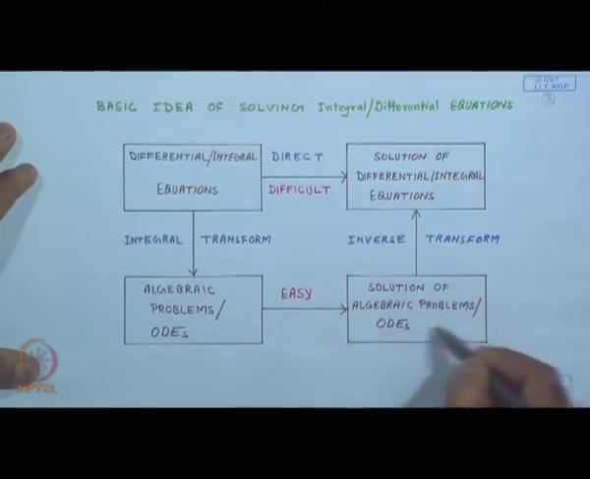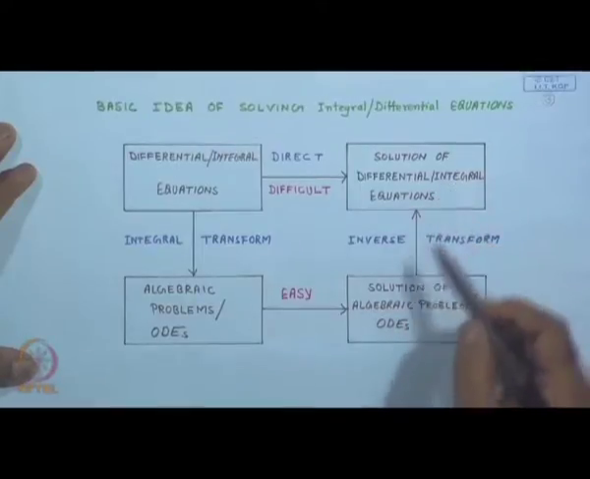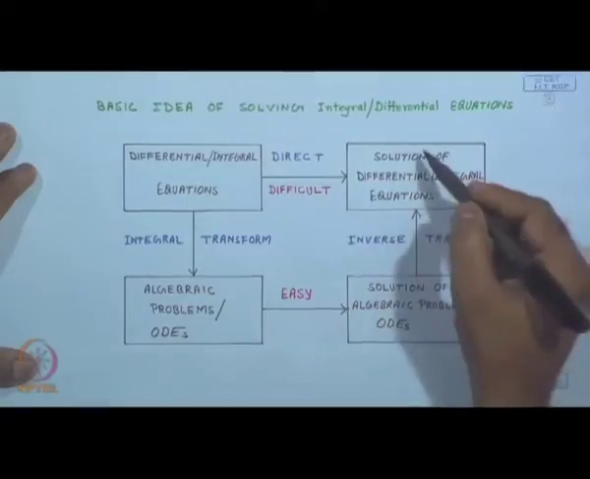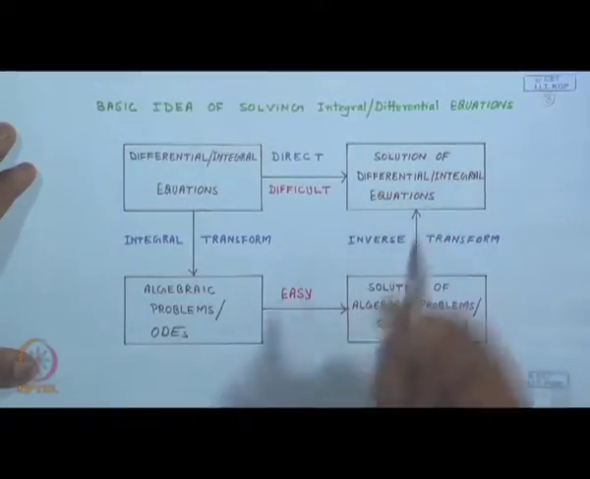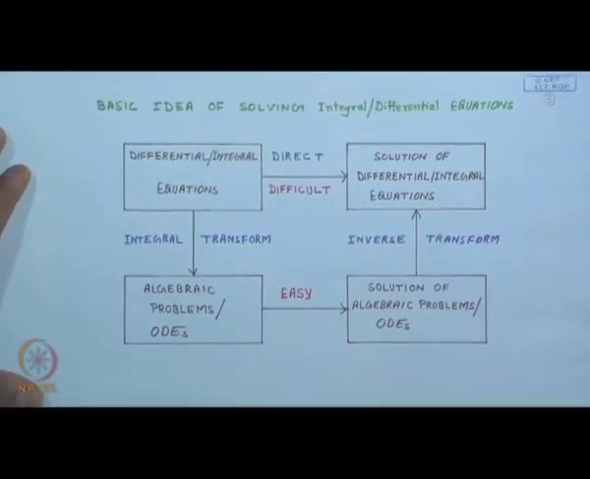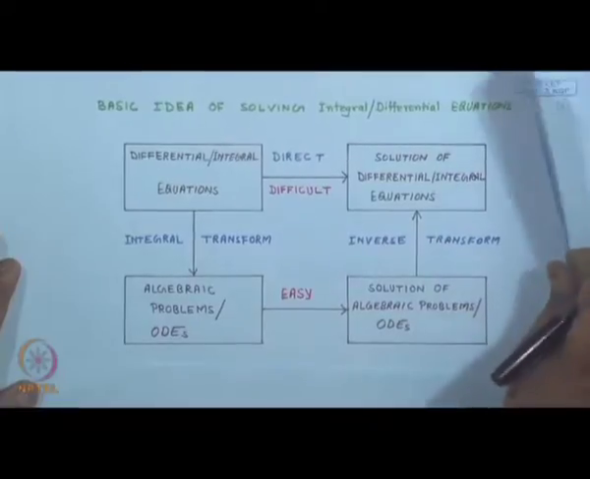So here we get the solution of the transformed system. Then we need to go back to the solution of the original problem, so we have to take the inverse transform, and in this way we get the solution of the original problem. Okay, so that was the basic idea of the integral transform, and now we will go to the particular case of the Laplace transform.